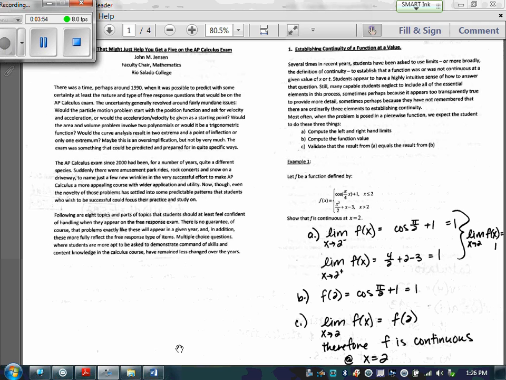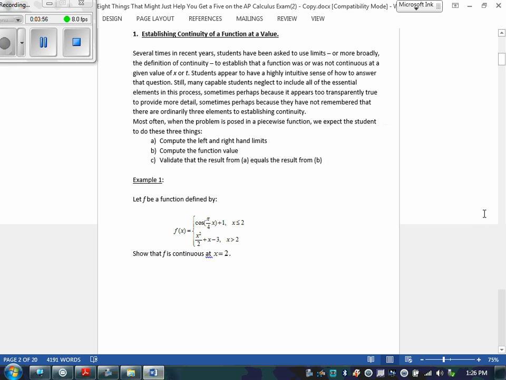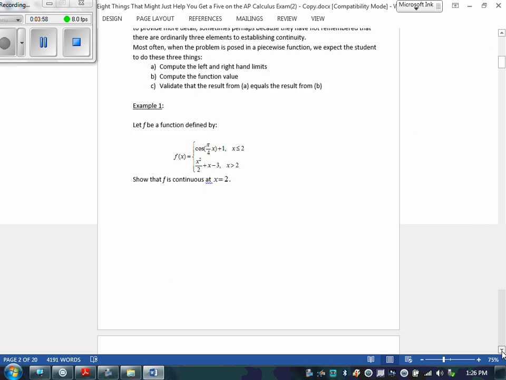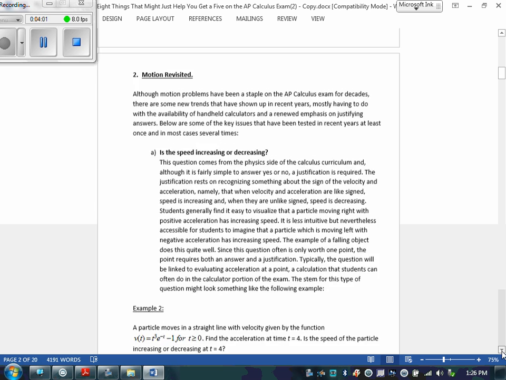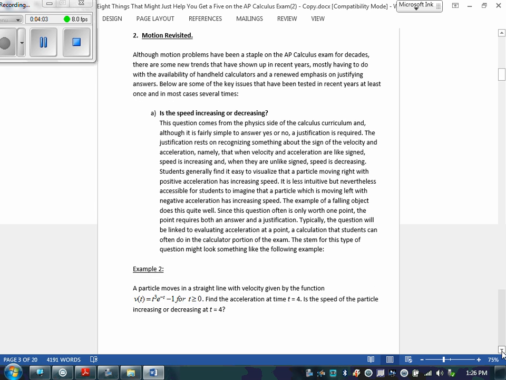Okay, so let's look at the second topic. Second topic is about motion, about position, about velocity, about acceleration. If you have not read number 2, can you please read through number 2 and look at example number 2? Okay? It's talking about speed increasing and decreasing. I'll give you a second to do that.